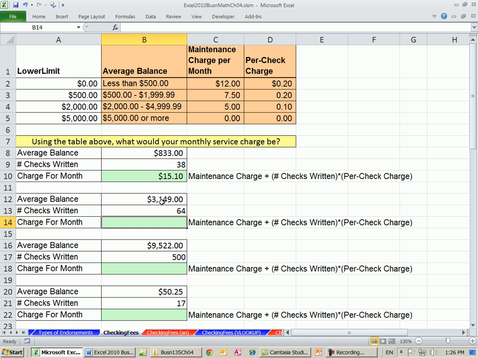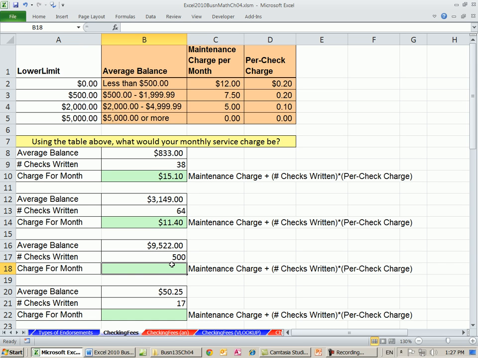All right, now what about this one? 3,149 is the number that determines what charges we'll get. It fits between these two, so it's 5 and 10 cents. So I'm going to say equals the 5 bucks plus 64 checks times the 10 cents. So it's $5 plus $6.40, which is $11.40. All right, this one is 5,000 or more, so it's 0.